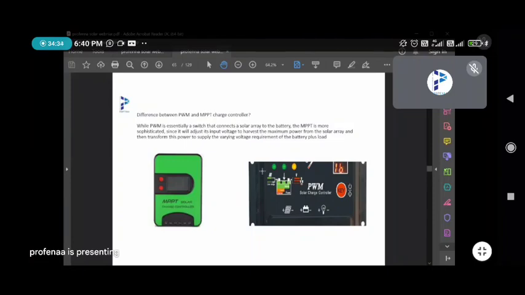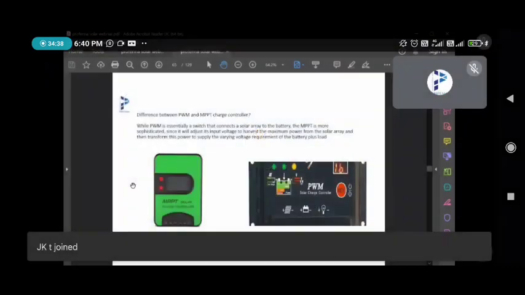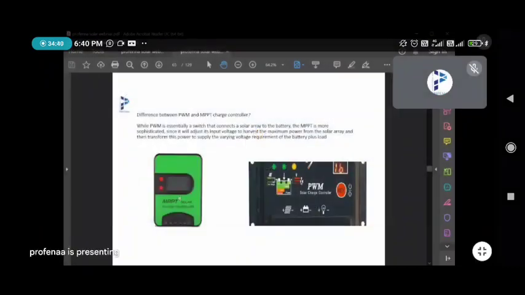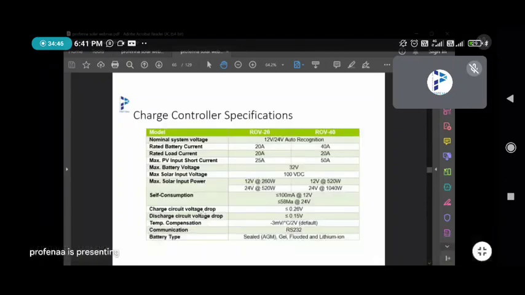You may utilize the maximum power as far as possible by using MPPT. But with PWM, pulse width modulation technique, that controller, you cannot use it based on the input. These are the charge controller specifications. Whether it is 10 amps or 15 amps, you have to set it and it will come back.